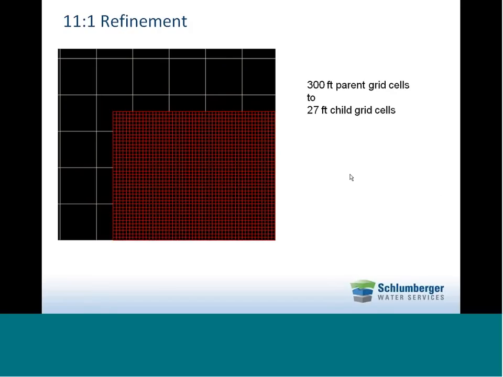Now, that's not to say that having a higher refinement ratio in the child grid can lead to more accurate results. I believe there are some comments in the MODFLOW LGR documentation that suggest that using a higher refinement ratio doesn't necessarily yield better results. So I encourage you to take a look at that package document at your own leisure.